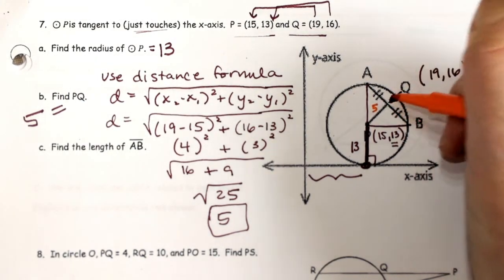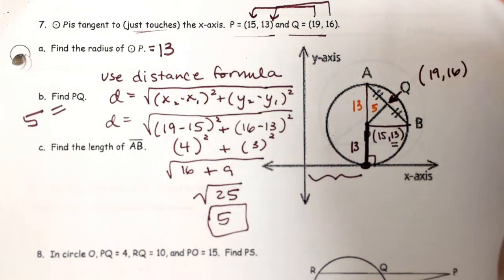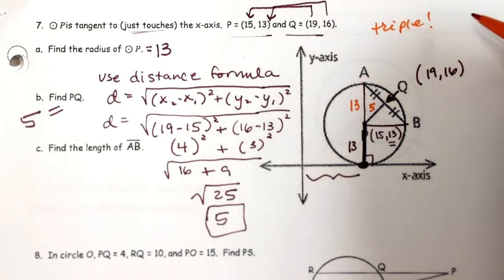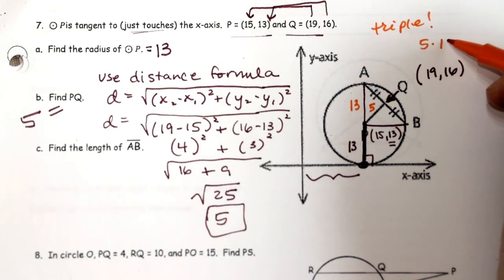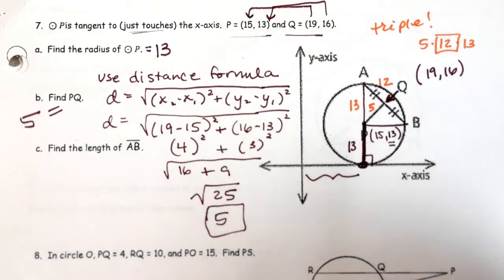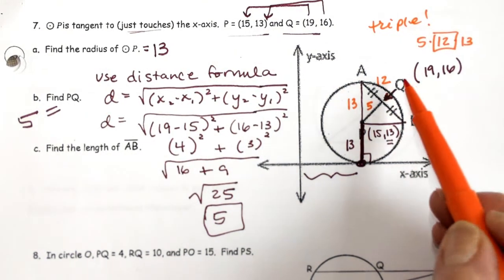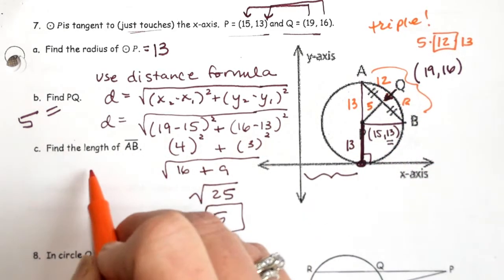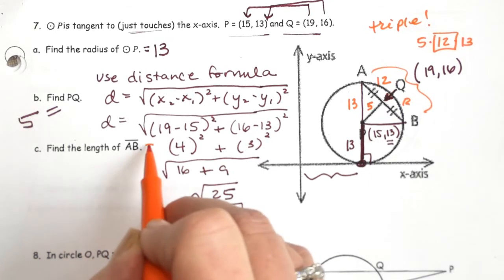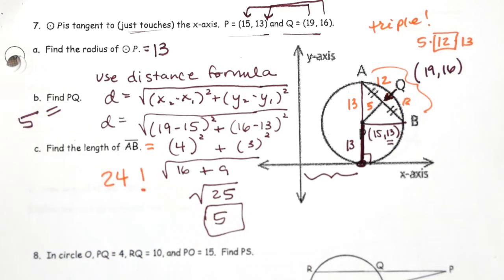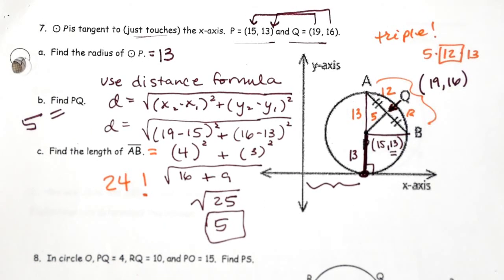So this is 5. I know that the radius is 13. And if we've been really paying attention, this is a triple. What is it? 5, blank, 13. 12 is the missing. I sort of jumped the gun on that. So that half of a chord is 12. So what's the entire chord? 24. Yay! And we're done.